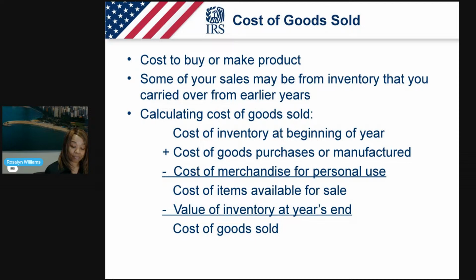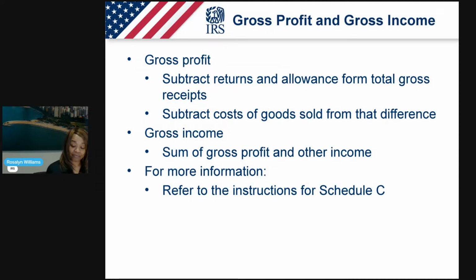To calculate gross profit, first subtract the returns and allowances from the total gross receipts. Then subtract the cost of goods sold from the difference. Then add other income. This includes bartering income, which I'll talk about in the next slide. Gross income is simply the sum of gross profit and other income. See the instructions for Schedule C for more information on what counts as other income.